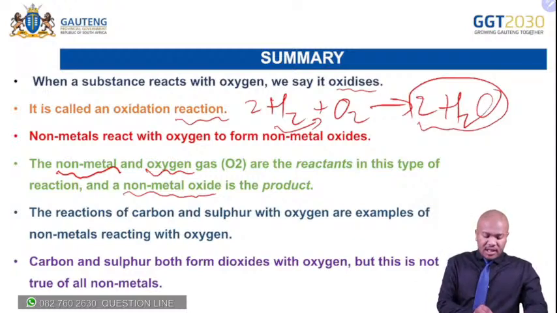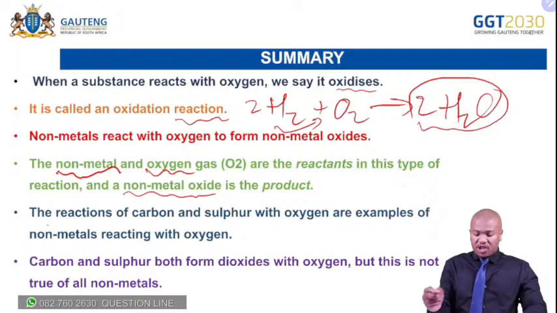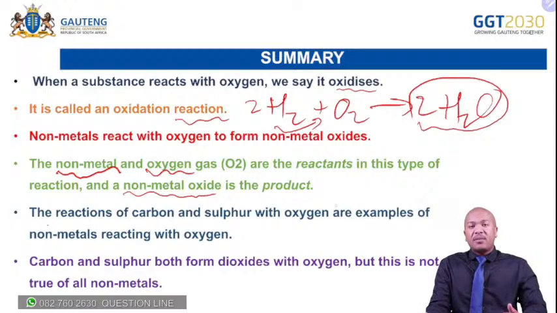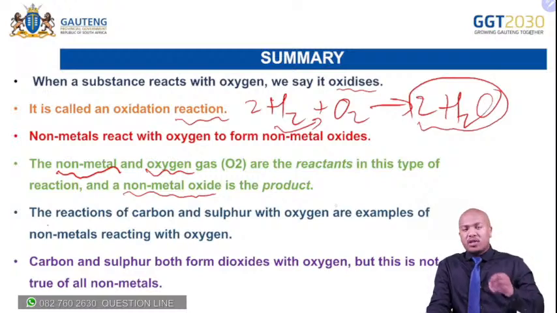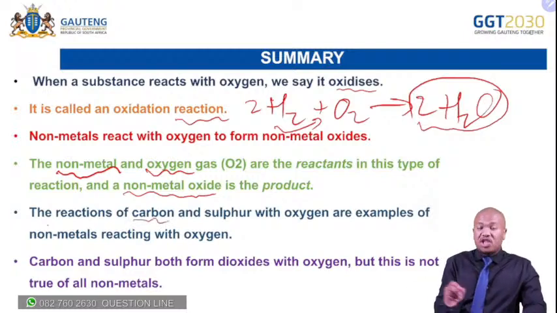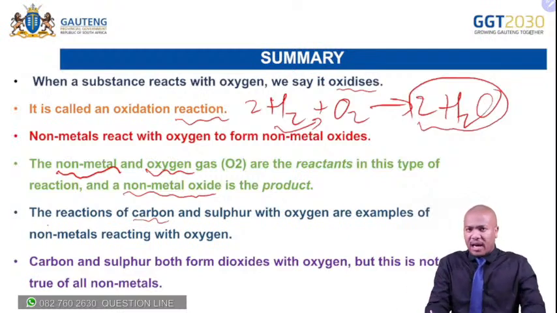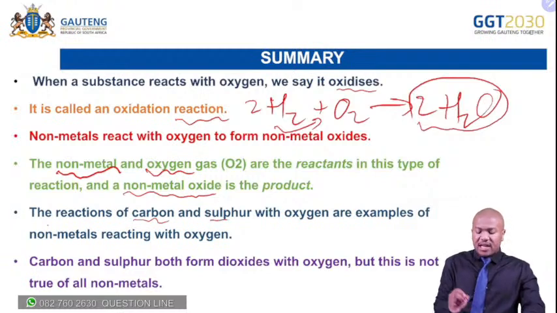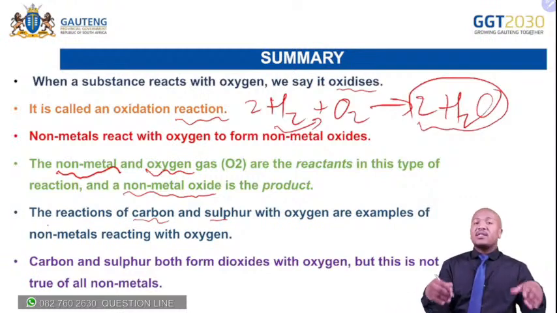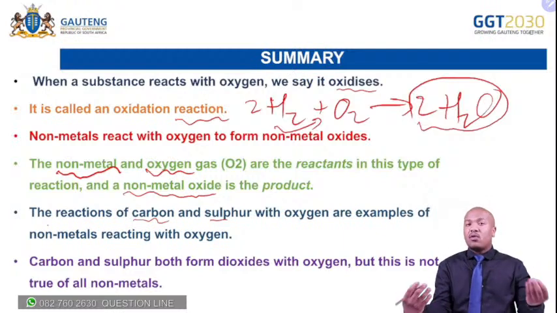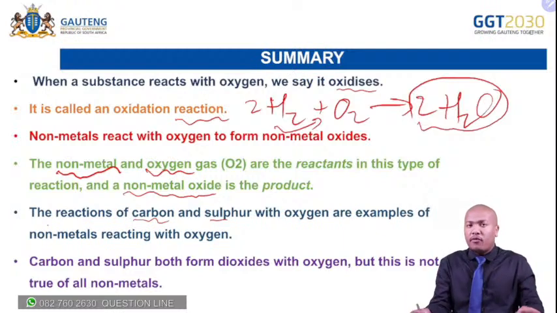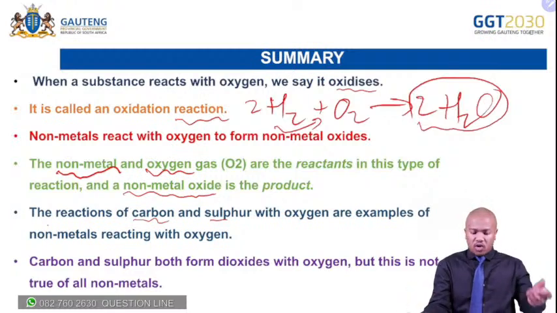We talked about that the reactions of carbon and sulfur with oxygen are examples of non-metals reacting with oxygen. The reaction of carbon with oxygen forms carbon dioxide, which is a contributing factor to global warming. We said sulfur reacting with oxygen forms what? Sulfur dioxide. That sulfur dioxide burns with a blue flame, and it can also be used as a preservative for our dried fruits and tinned food.